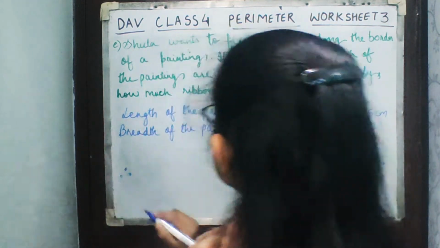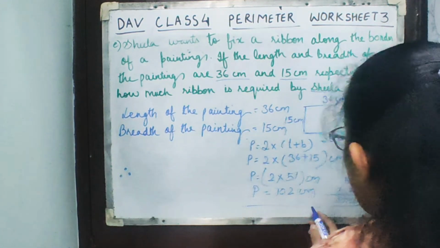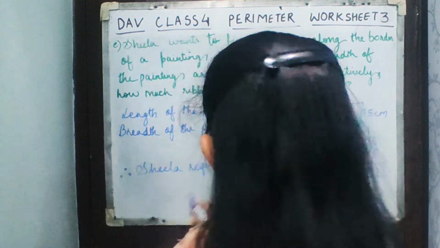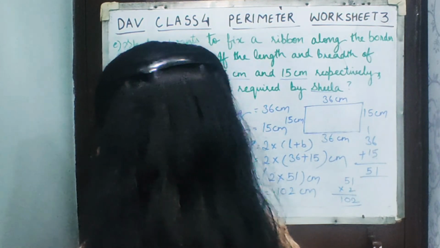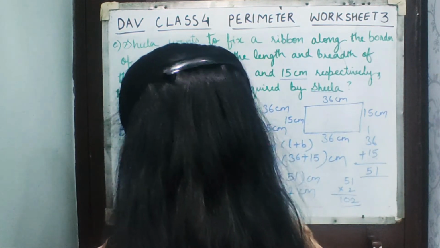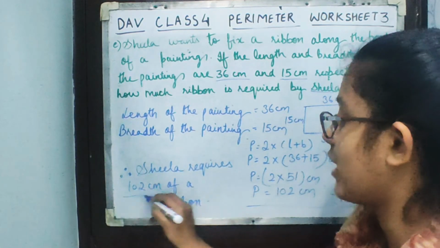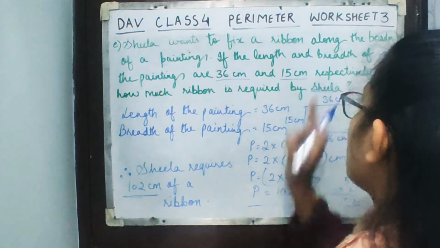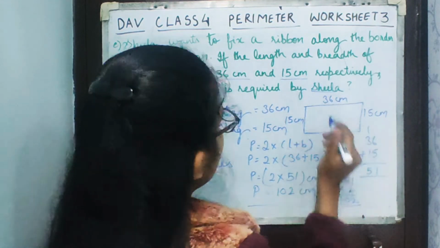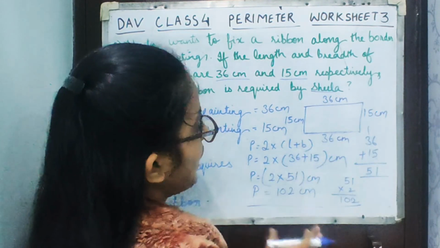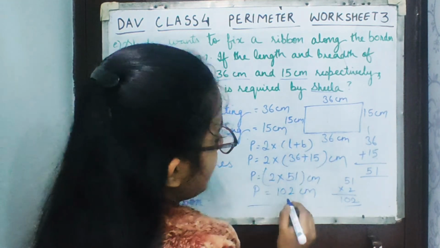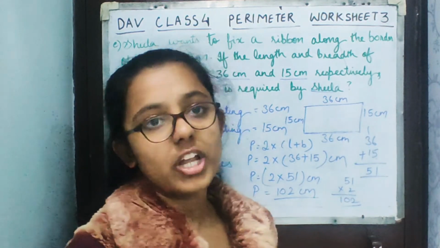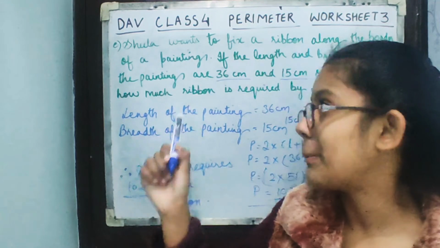Now the last line I am writing here. So how much ribbon is required by Sheila? So Sheila requires 102 centimeter of ribbon. Sheila needs this much ribbon. So we have completed our E question, in which length and breadth were given and we needed to find the total ribbon required. We just put the numbers into the formula and got our answer. Remember that the figure is in the shape of a rectangle.